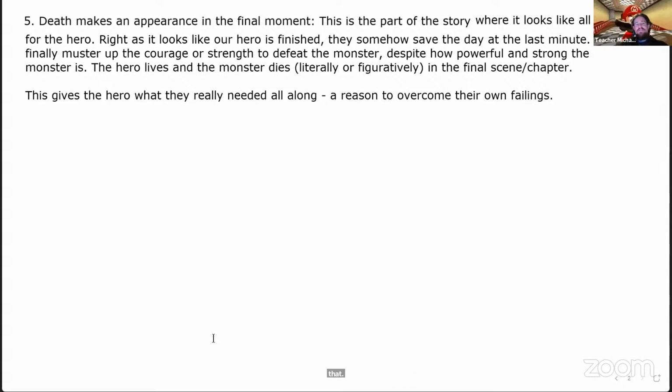So the hero lives and the monster dies. This can be literal or figurative. If there's an actual monster, you may have the hero kill the monster in your story. Or if it's an event that's happened, like a disaster or a pandemic, the fact that the human beings survived through that and were able to continue living past that threat is overcoming the monster in the sense of an event happening.